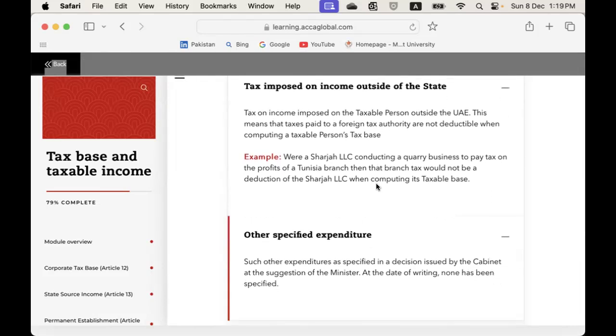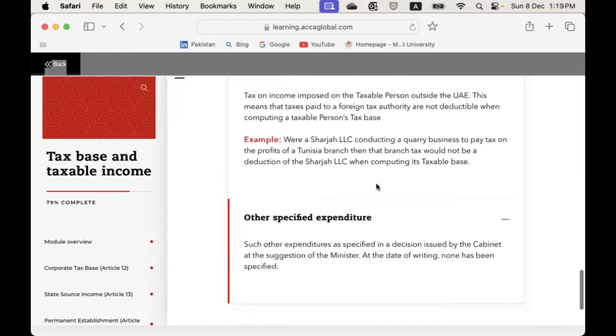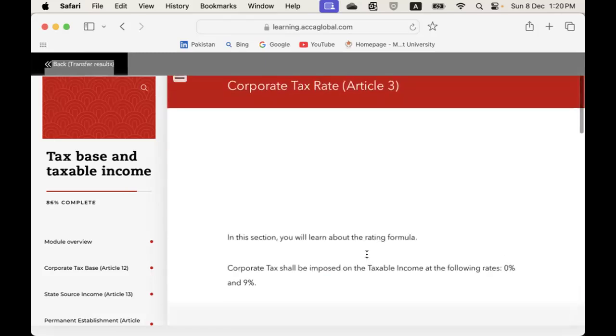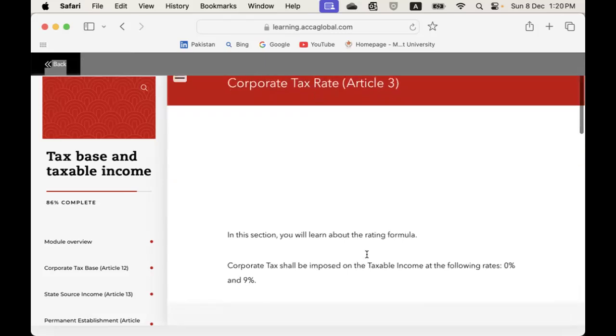Well, it will reduce the taxable income basically. Correct. So if you allow the foreign tax as a deduction, it will only reduce a little bit of your taxable income. But if it were allowed as a tax credit, that will reduce tax liability much more. So, any other deductions, if they are there, will be identified by the minister. Corporate tax rate.